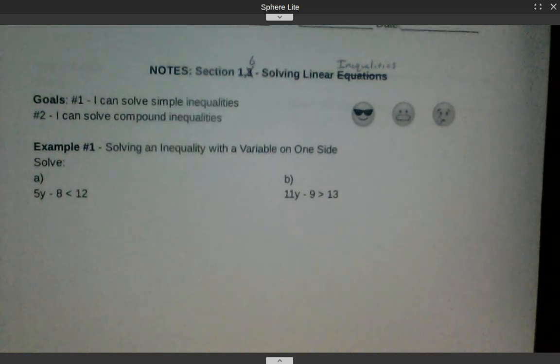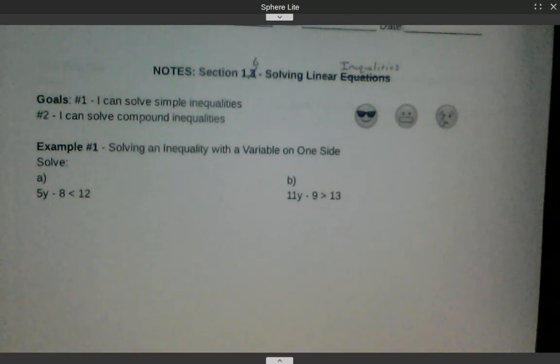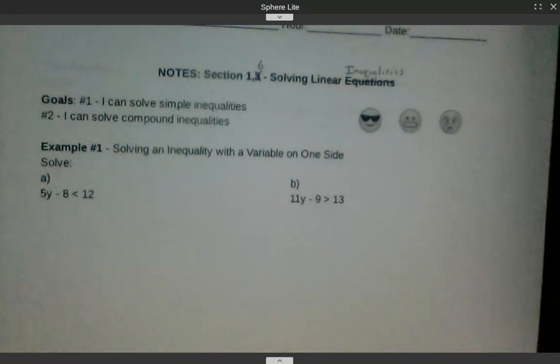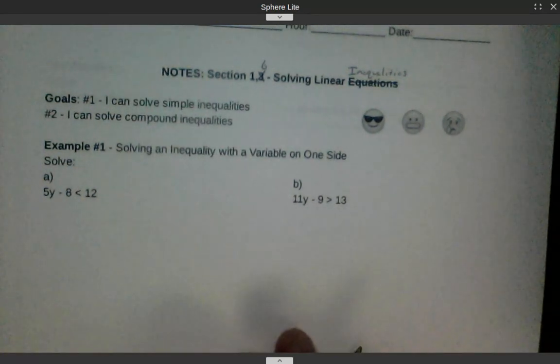All right, welcome to section 1.6, solving linear inequalities. Our goals for today are: I can solve simple inequalities, I can solve compound inequalities, and I should also say we can also graph these inequalities.